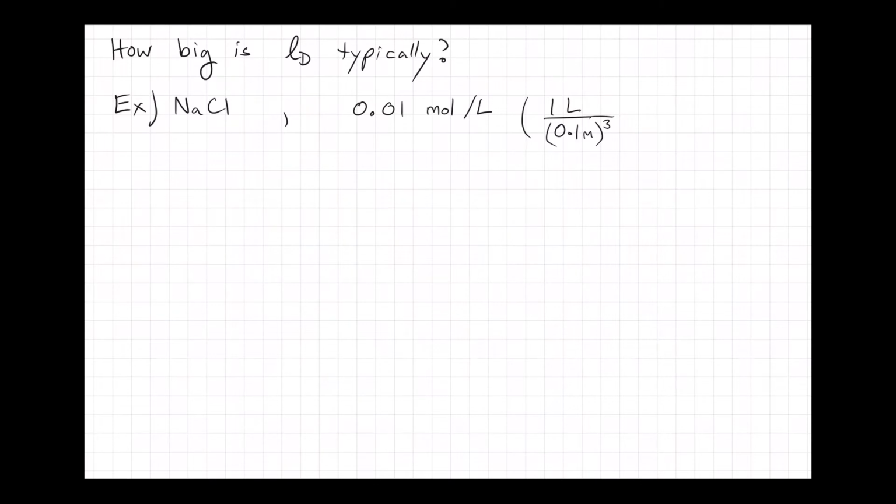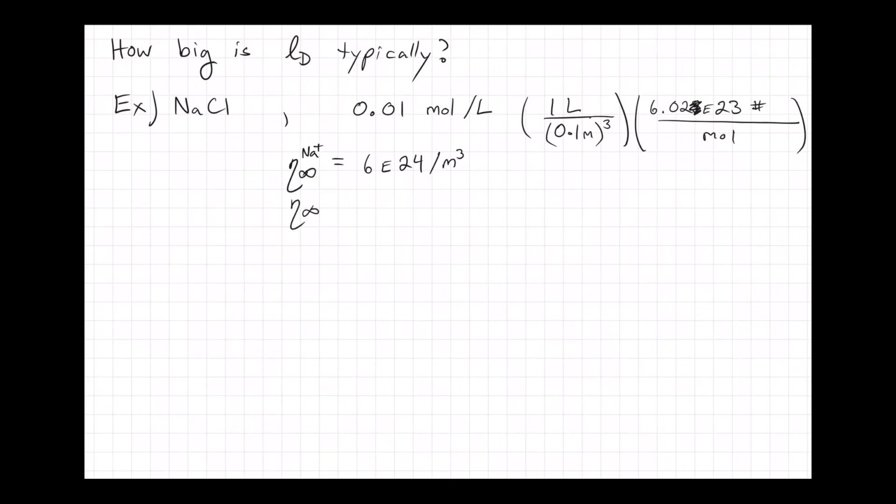If I'm using molarity, I need to convert moles per liter into number of atoms per meter cubed. So if I do a little bit of magicianry here and normalize, using Avogadro's number and the definition of a liter, then we can get the number density of sodium ions in the bulk, which turns out to be 6 times 10^24 per meter cubed, and the number of chlorine ions will be exactly the same because it's charge neutral.